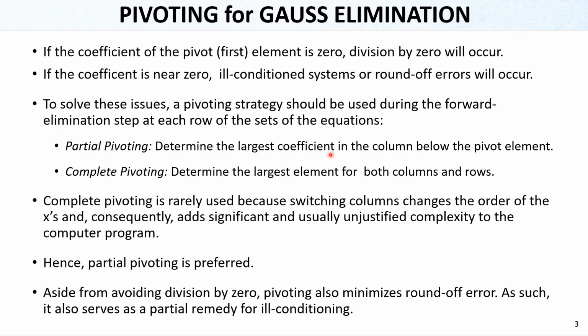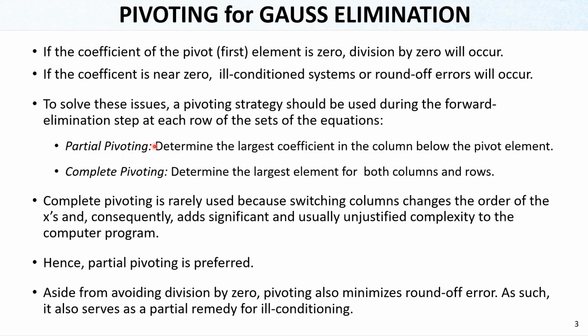In partial pivoting, we determine the largest coefficient in the column below the pivot element. Complete pivoting determines the largest element for both columns and rows. Basically, in the first one, we compare the coefficients in the column and determine the largest one. In the complete one, we check all the columns and rows and determine the largest one. Complete pivoting is usually not used because switching columns changes the order of the axis and consequently adds significant and usually unjustified complexity to the computer program.